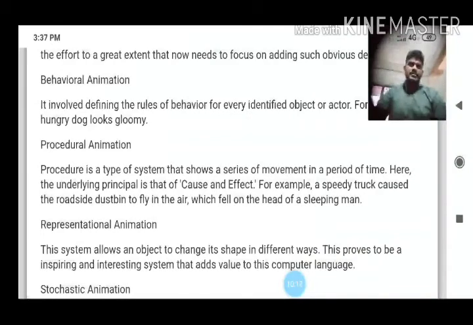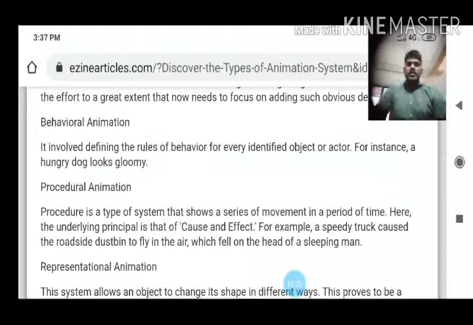Next one is the behavioral animation. What is the behavioral animation? Look here. It involves defining the rules of behavior for every identified object or actor. For instance, a hungry dog looks gloomy. What is the behavior of the object? A hungry dog looks gloomy. It's a behavior. A hungry dog, how will it behave? Gloomy only.